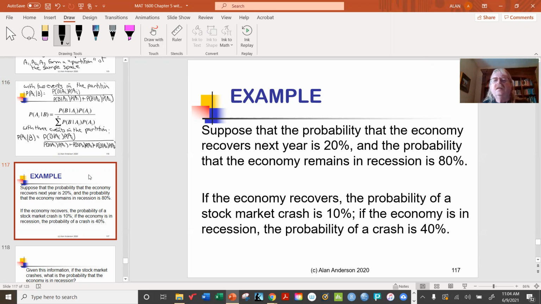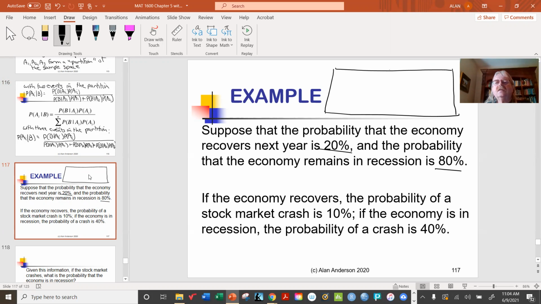So next year, the probability that the economy is in recovery is 20% and in recession is 80%. So already you can see where this is going. We have a partition. A1 is the recovery. And A2 is the recession. They do not overlap and their probabilities add up to one. The conditioning event is a stock market crash, which we'll call B.